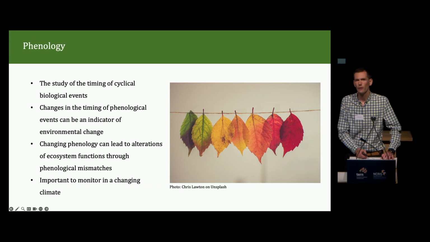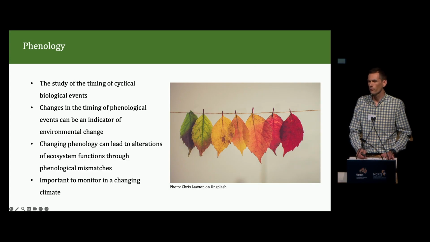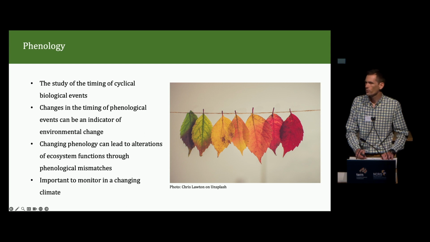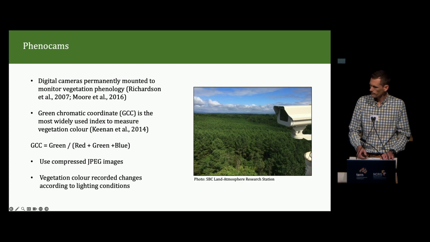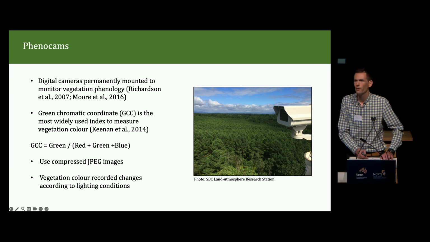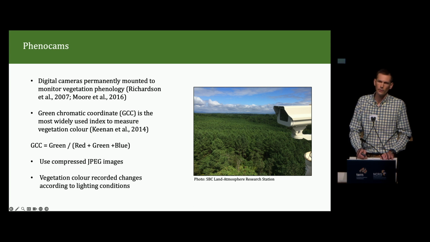So as many of you are aware, phenology is the timing of cyclical biological events, so things like plants flowering, the migration of shorebirds, and as a cyclist, my least favourite, the swooping of magpies in spring. Changes in the timing of phenological events can be an indicator of environmental change, and so it is important that we monitor these events. So phenocams are digital cameras that are mounted in the field to take photos of vegetation at set intervals, and we can process these images and extract indices for monitoring the vegetation.